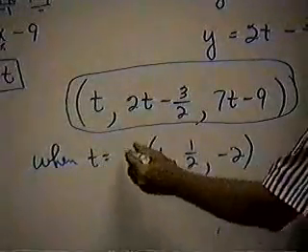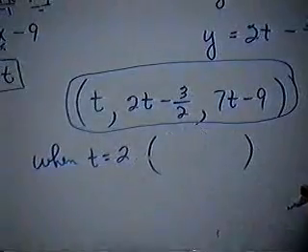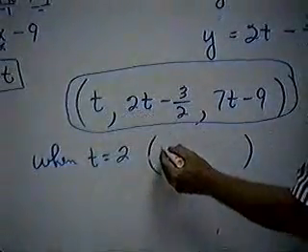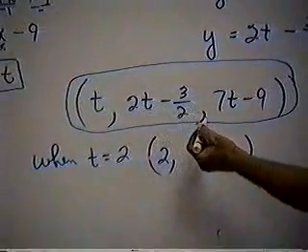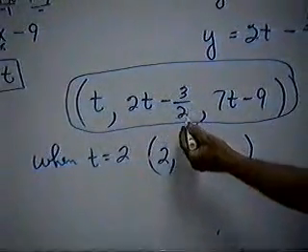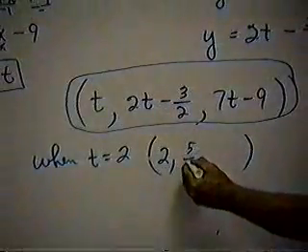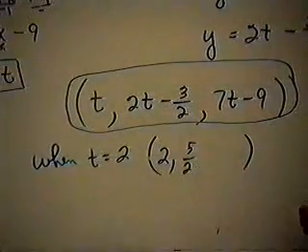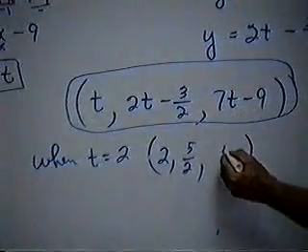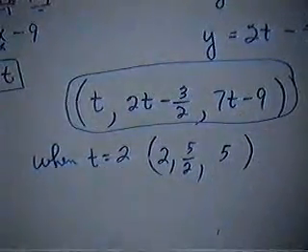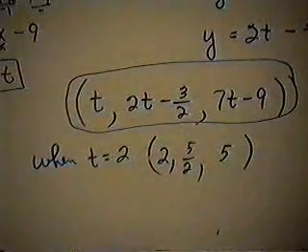If I let t be 2, what happens? Well, x is 2. I put a 2 here, I get 4 minus 1.5, so that's 2.5, or I could write it as 5 halves. And if I put a 2 here, I get 14 minus 9, so z would be 5. And then you make up another value for t, and so you get many, many solutions.